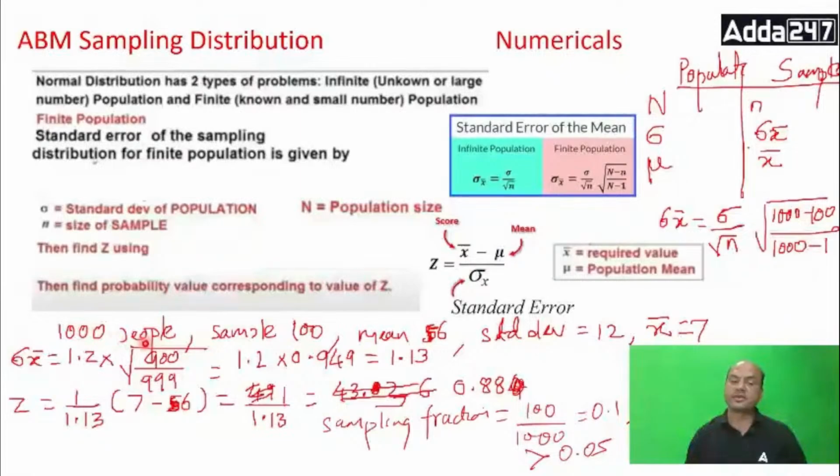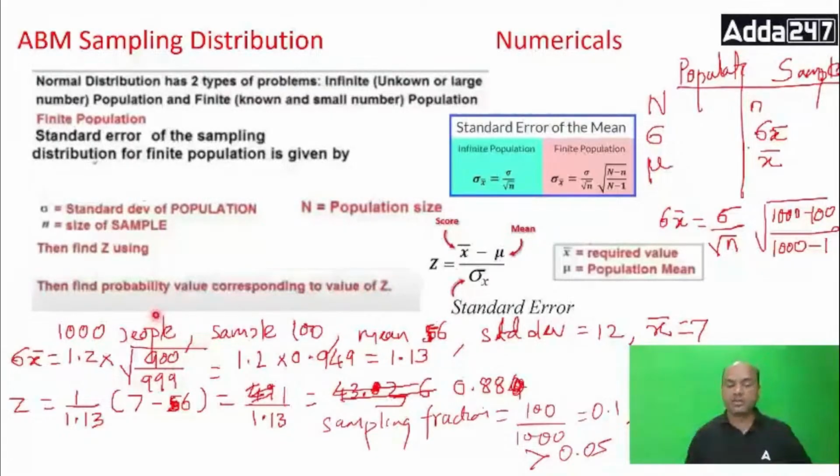Population is given as 1000. Sample is given as 100. Mean is given as 6. Standard deviation is given as 12. And sample mean is given as 7. So everything is given. You have to find out the probability. So first find out the standard error.